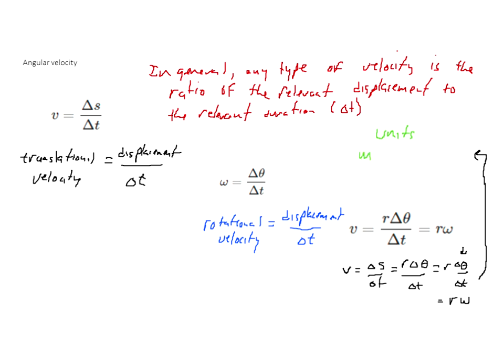So velocity is meters per second, and oftentimes when we analyze dimensions or units, we put these square brackets around here. That's going to be units of meters. So radius can be measured in meters. But what's the units of this delta theta divided by delta t?